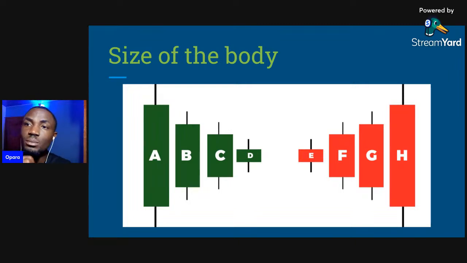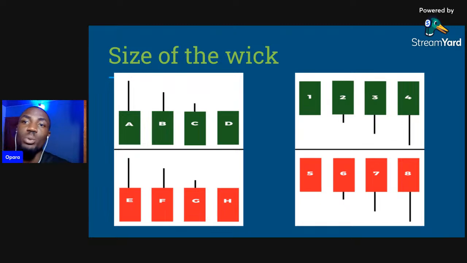Okay, so let's go to the next one, the size of the wick. You can look at this one from A, B, C, D. You can see how the wick is reducing. The longer the size of the wick, there's a meaning attached to it. For example, in this one with A, B, C, D, the longer the wick means what?